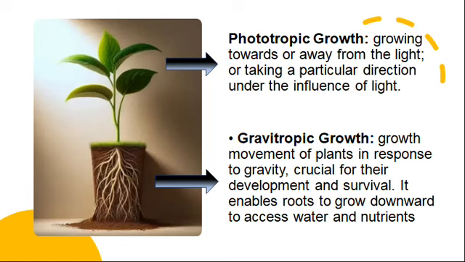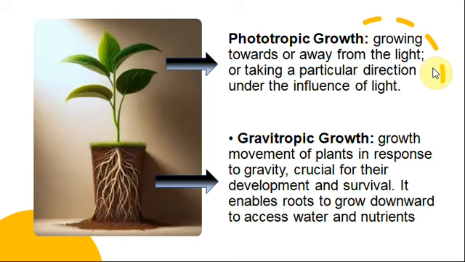The plant is basically divided into two sections, the upper region and the lower region. The upper region is seen by everyone, where you have the leaf and the fruit, and the lower region is not seen because it's under the ground. The upper region is what we call phototropic growth: growth towards light or away from light, or basically growth in a particular direction under the influence of light.